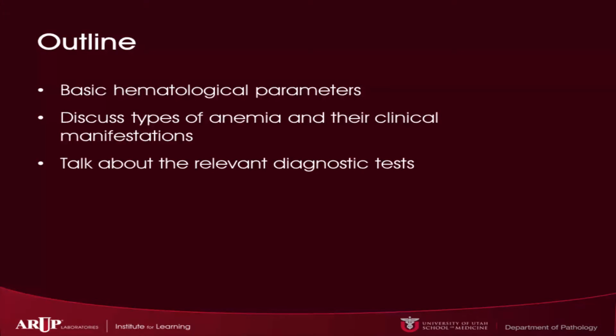The outline of the talk is I'll talk about the basic hematological parameters and go over some of the parameters which we use commonly in the diagnosis of anemia. We'll also talk about the different types of anemia and their clinical manifestations, and then focus on the relevant diagnostic tests for different types of anemia.